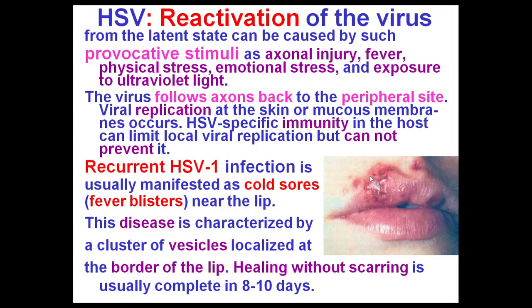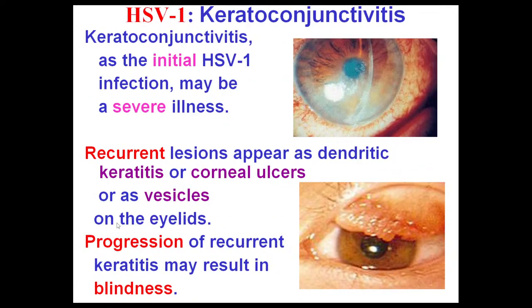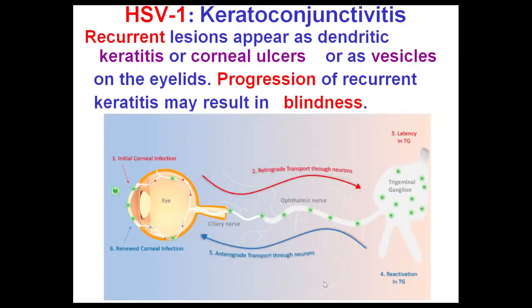but also HSV2. The typical clinical presentation of the recurrent infection is called cold sores or fever blisters that occur around the lips. But it's very common when it happens in the conjunctiva, because the initial infection may occur through the eyes, right? And then it is capable of causing very severe illness. So that is usually clinically presented as keratoconjunctivitis. And then the recurrent infection may cause keratitis or corneal ulceration or vesicle formation on the eyelid. Then progression of recurrent keratitis may cause blindness.